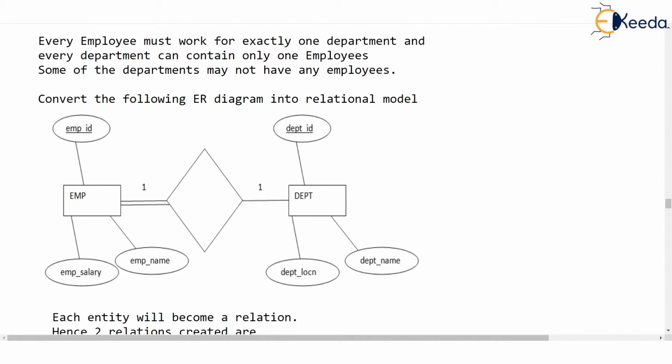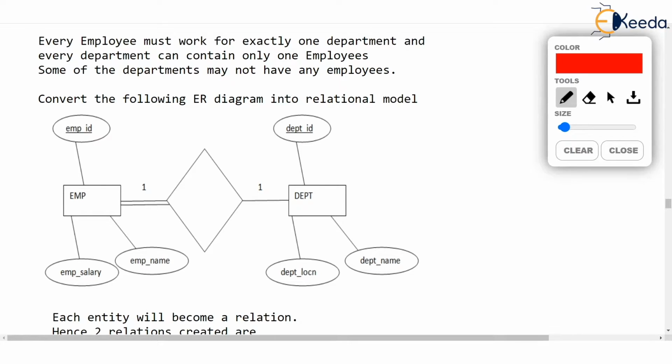Now, the rule is that every entity will become a table. So EMP will become a table or relation, DEPT will become a table. In the EMP table, there will be three attributes: EMP ID, which will be the primary key, EMP salary, and EMP name. And in the department table, department ID, department location, and department name.